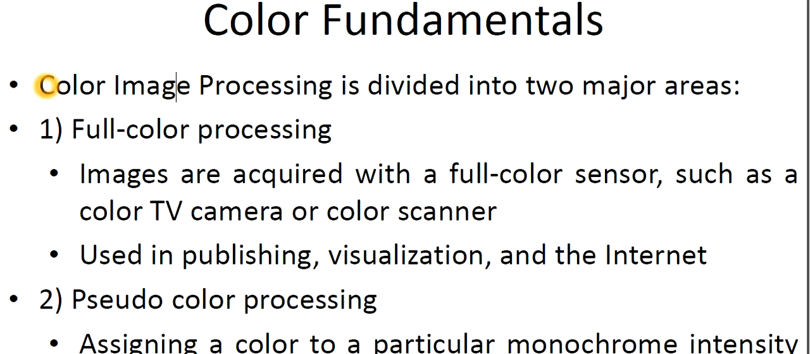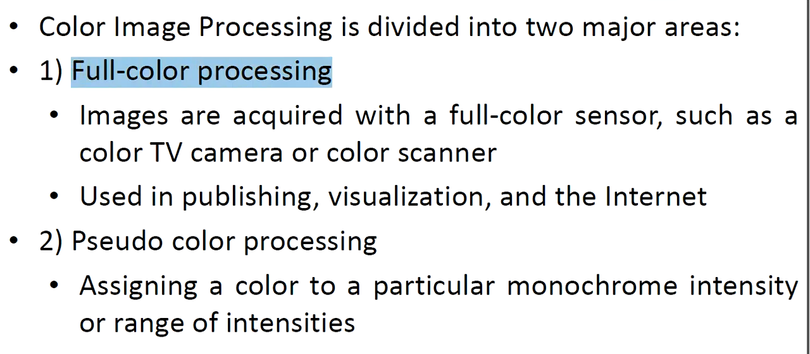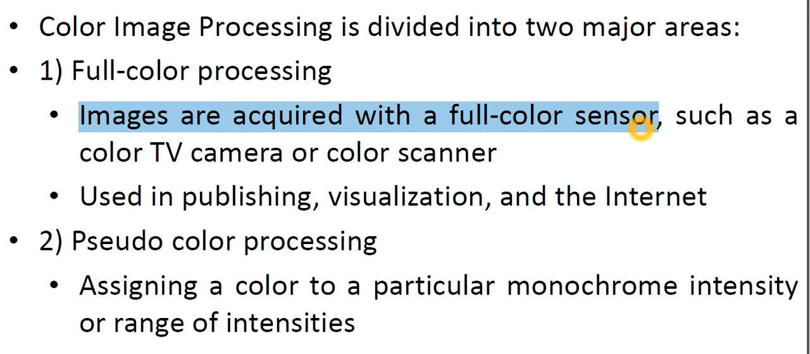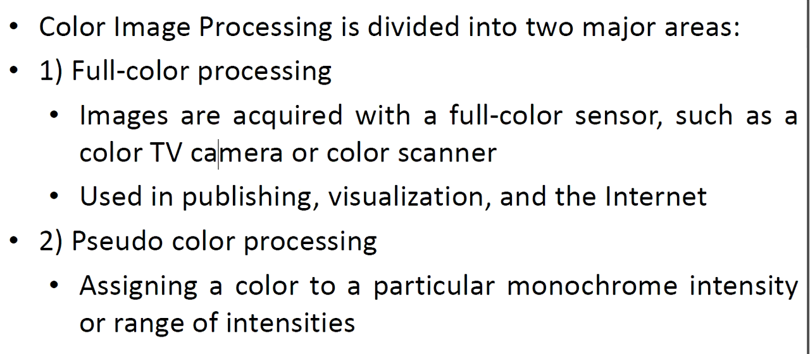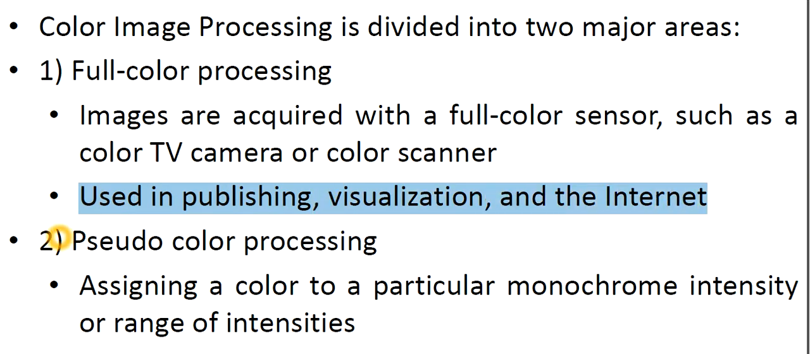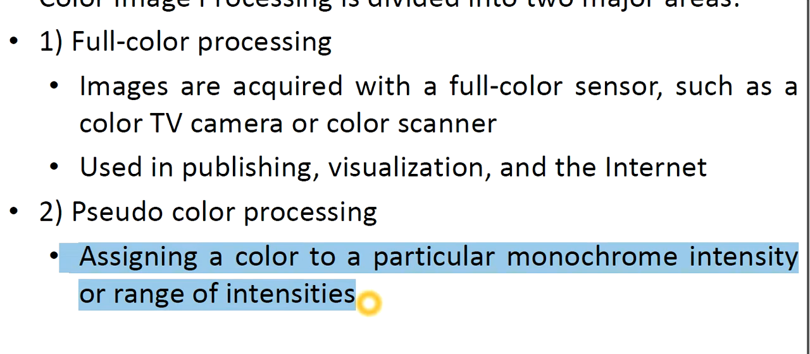You know, our color image processing is divided into two major areas. First one is full color processing. In this case, images are acquired with a full color sensor such as a color TV camera or color scanner. And this type of full color processing is used in publishing, visualization and the internet. Then the other one is pseudo color processing. Here what we do is assign a color to a particular monochrome intensity or range of intensities. Okay, I have discussed a lot about monochrome, so I hope you will face no problem dealing with these terminologies.